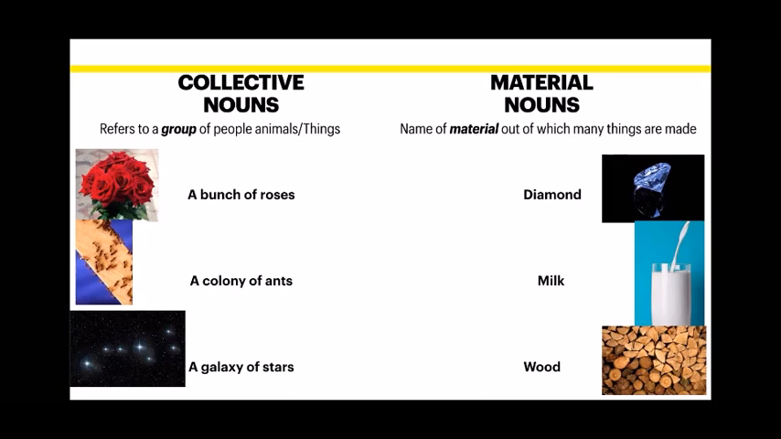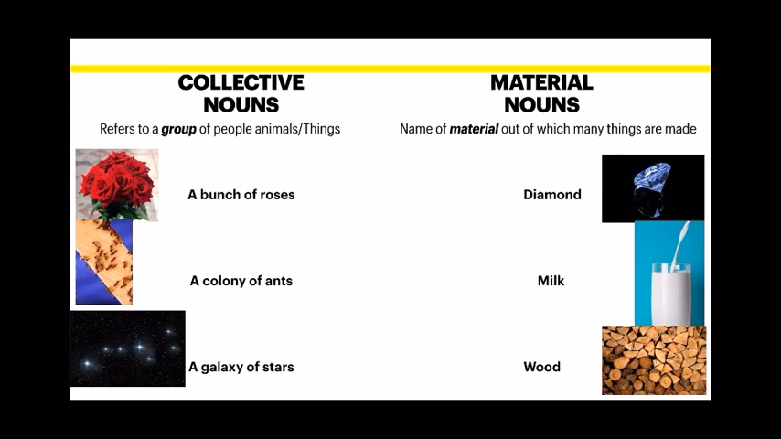Collective nouns. Collective nouns refers to a group of people, animals or things. For example, look at the first picture in collective noun. It is a bunch of roses, which means it is a group of flowers, a colony of ants, a galaxy of stars. All these are examples of collective nouns. The next kind of noun is material nouns.